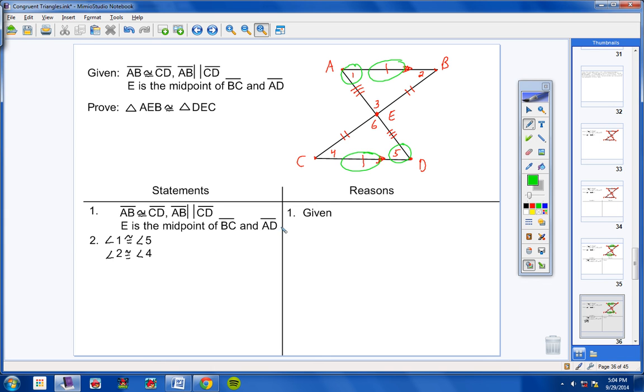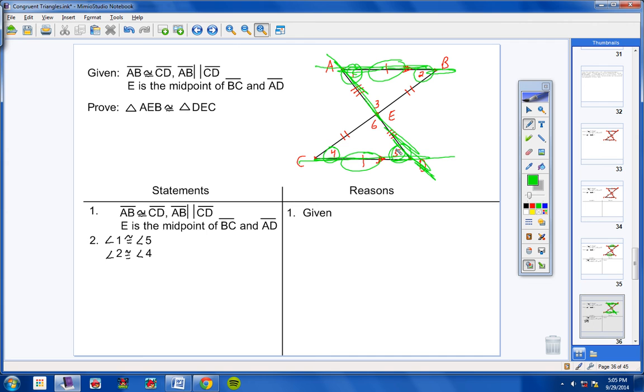1's congruent to 5, and 2's congruent to 4. So here's 2 congruent to 4. All right. Now, how can I state that? Well, I'm glad you asked. Look, here's a line parallel to this line. How do I know they're parallel? It's given to me right there. Look, we have a transversal. Guys, students, look. I've got a parallel line cut by a transversal.